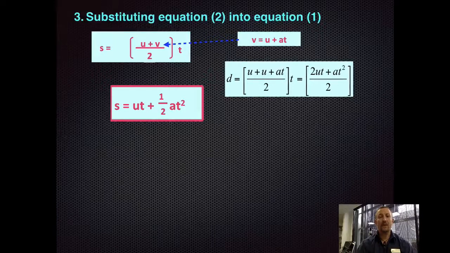So to recap, we've got the trapezium rule, which is equation 1. We've got an arrangement of the acceleration algorithm. Remember, acceleration came from the gradient of a velocity time graph. We've substituted those two equations together to get a third equation. This third equation now has a incorporated into it. So we've got four variables which we are looking at: s, u, t, and a.